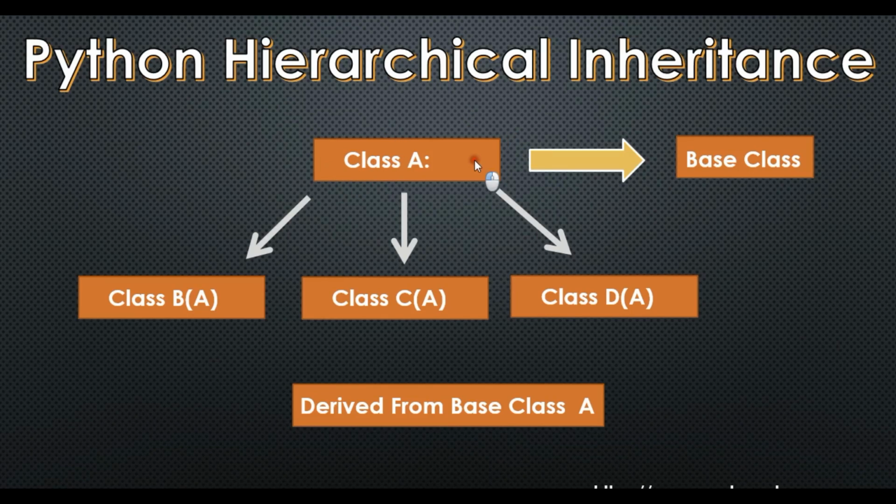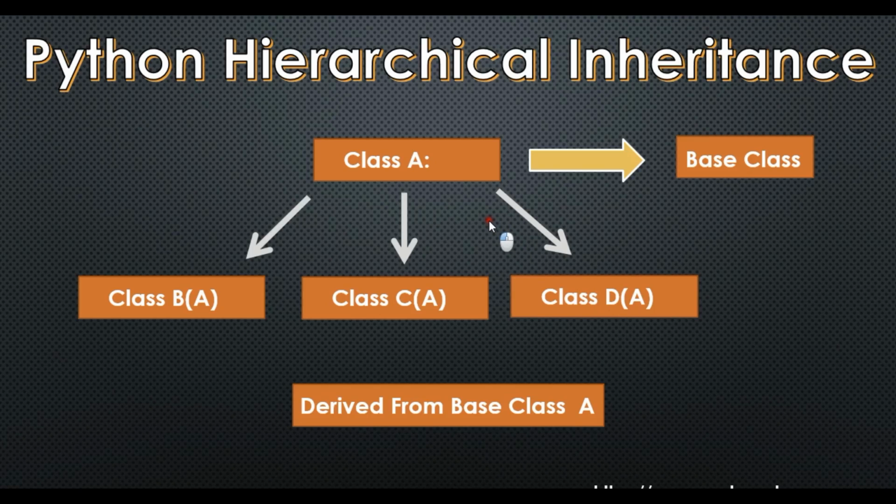So this is our base class, and we have just one base class in here. After that, we have another class, that's class B. Now this class B is extending from class A, and it is our derived class from class A. We have another class that's called class C. This class is also extending from class A, and we have another class that's class D. This class is also inheriting from class A.